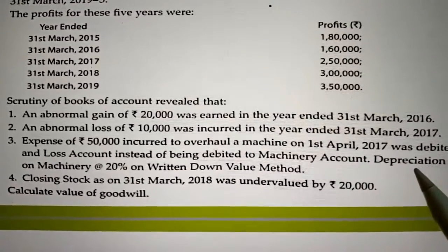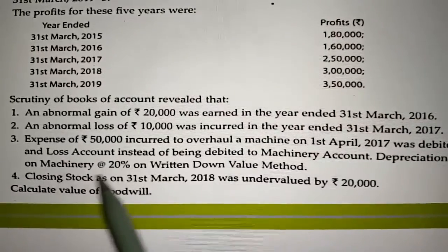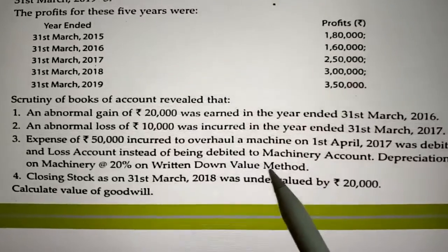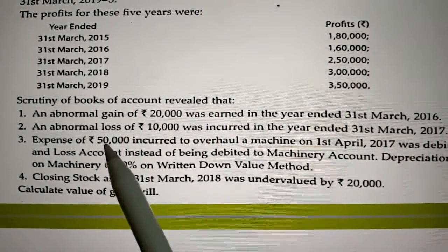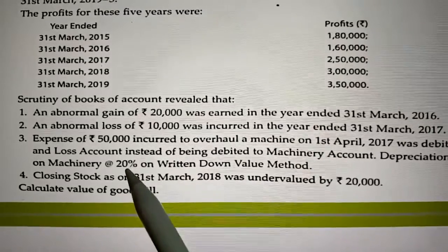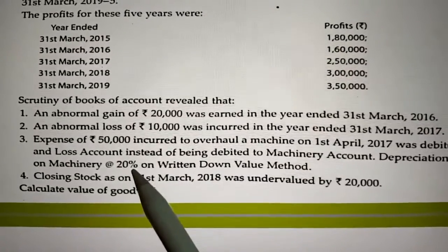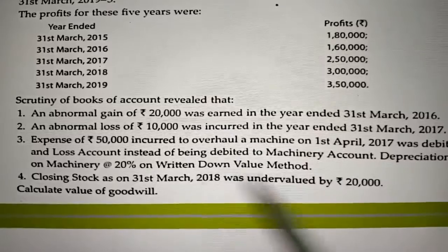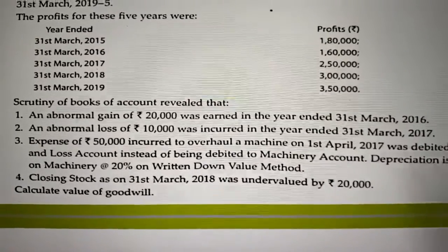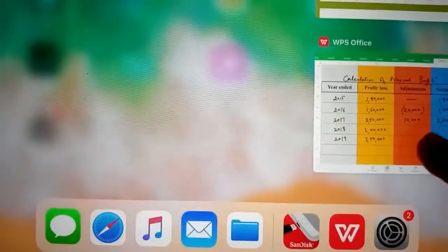And depreciation is charged on machinery at the rate of 20% on written down value method. It is a capital expenditure, so on 50,000 the depreciation at 20% should also be calculated, which has not been charged in the profit and loss account yet. So we can make adjustments in working notes here.